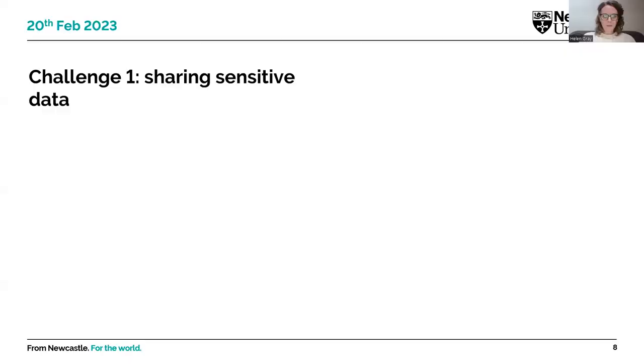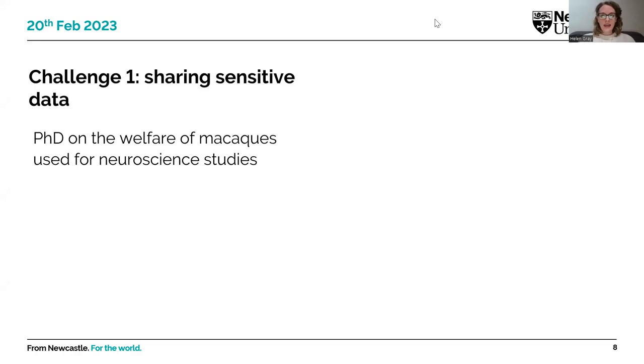Challenge one, I've called sharing sensitive data. By the very nature of our field of research, we have sensitive data. That might be that we are collecting data on a particularly sensitive topic, for example, humane slaughter, or maybe we're collecting data that might not make everybody happy. The example that I want to give here is my PhD work on the welfare of macaques used for neuroscience studies. This was already fairly controversial given the debate around whether or not non-human primates should be used in neuroscience.